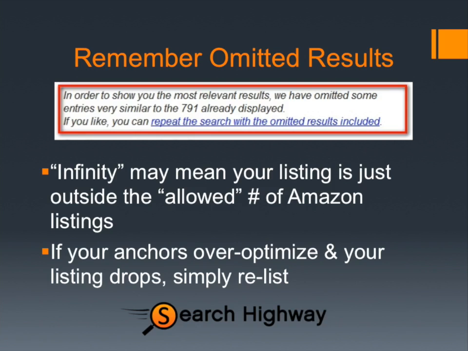All right. I just want to remind you that we need to remember omitted results, right? So if everything looks all right in your campaign in terms of your anchors, but you're not seeing it show up in the listings, we need to remember that Google omits quite a few results in the searches. Especially Amazon listings. They don't want to fill the first page with only Amazon listings. So you really need to scroll to the end of the search results, and you need to repeat the search with omitted results included, right? This is how you're actually going to see where your listing is.